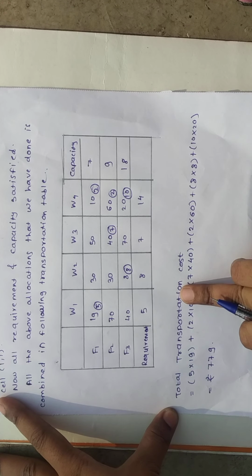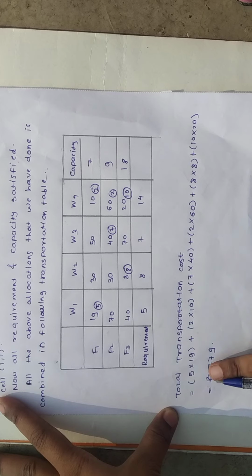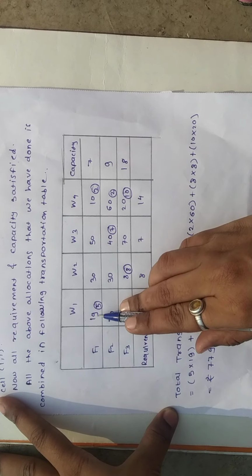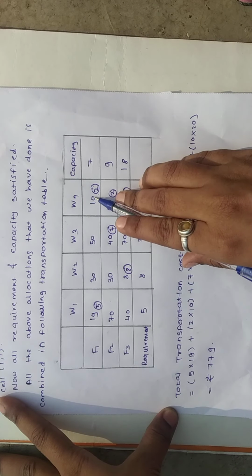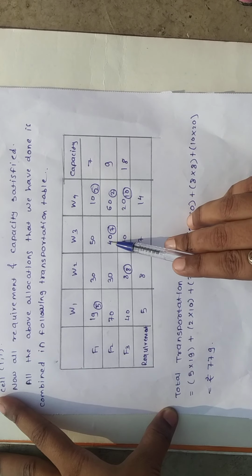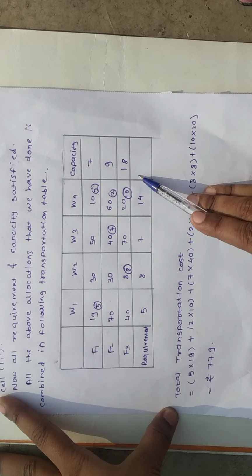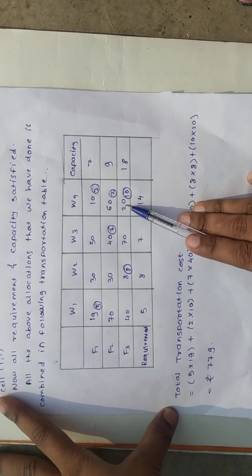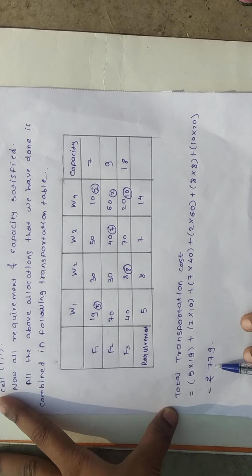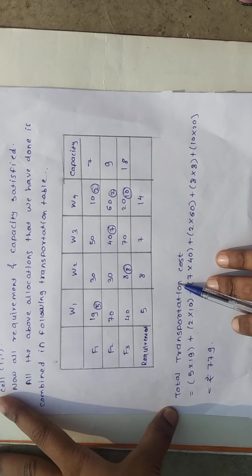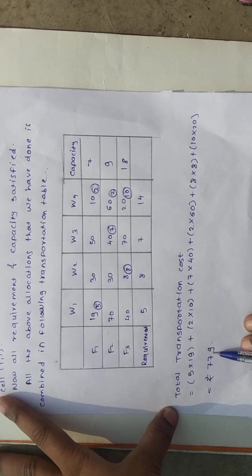So the total transportation cost is 5 into 19 plus 2 into 10 plus 7 into 40, 2 into 60 plus 8 into 8 plus 10 into 20. So rupees 779. So the total transportation cost is rupees 779.